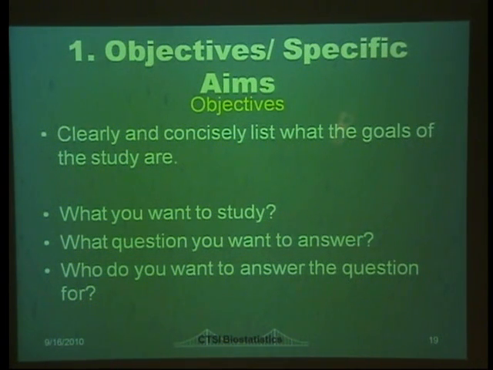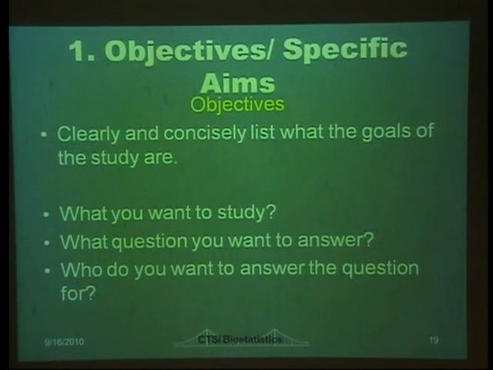But every study needs a section, usually the first section, of objectives and specific aims. And objectives are usually a clear and concise list of what the goals of the study are, usually written so that another clinician or layperson can understand what it is you're trying to get at. So they're not overly technical. They're technical enough to get through what it is you want to do, but they're a little bit generic in writing.